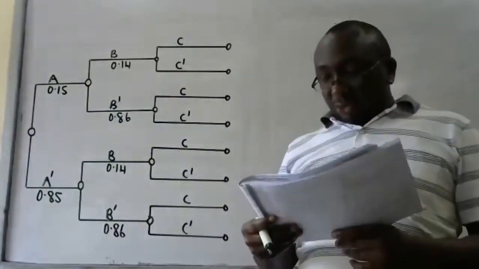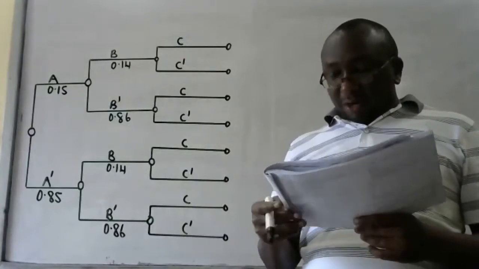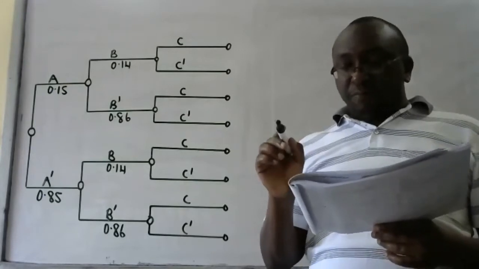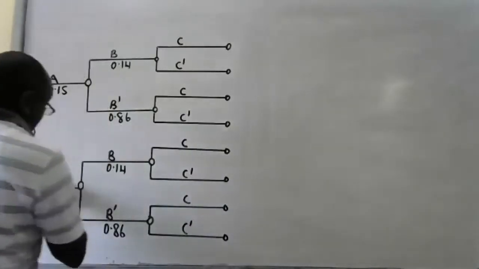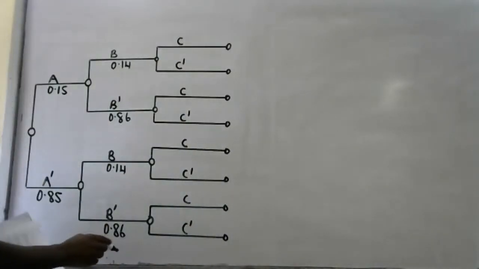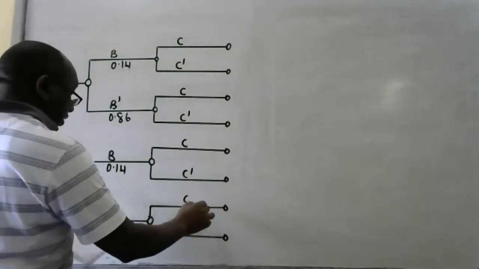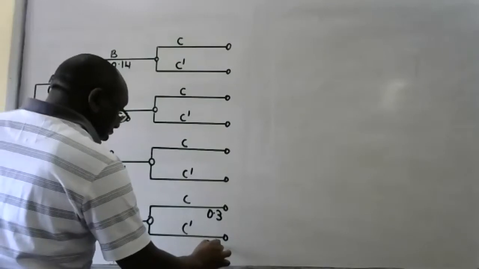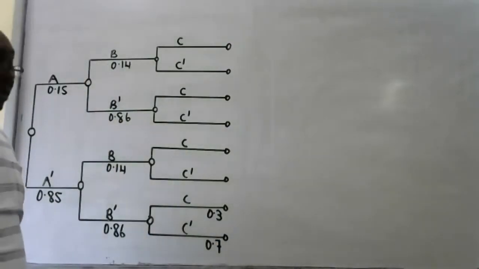Then from there we are told defect C if neither contains A or B. So when you don't have A and you don't have B, the probability that you will have C is 0.3 here. So not C is 0.7. That way.